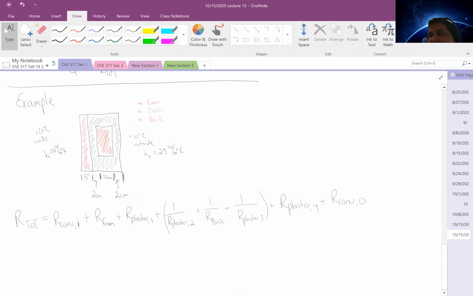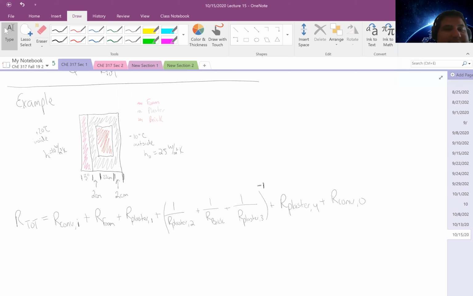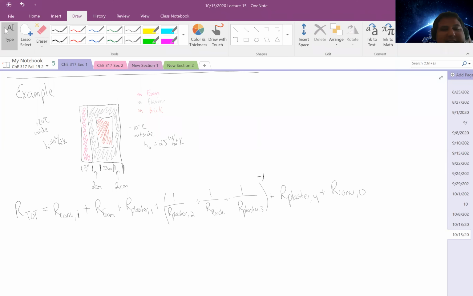Were your groups able to come up with an expression similar to this? Oh, to the negative 1, excuse me. Yes or no? All right, I see somebody shaking their head. So then the tricky part comes with trying to identify all of these resistances.